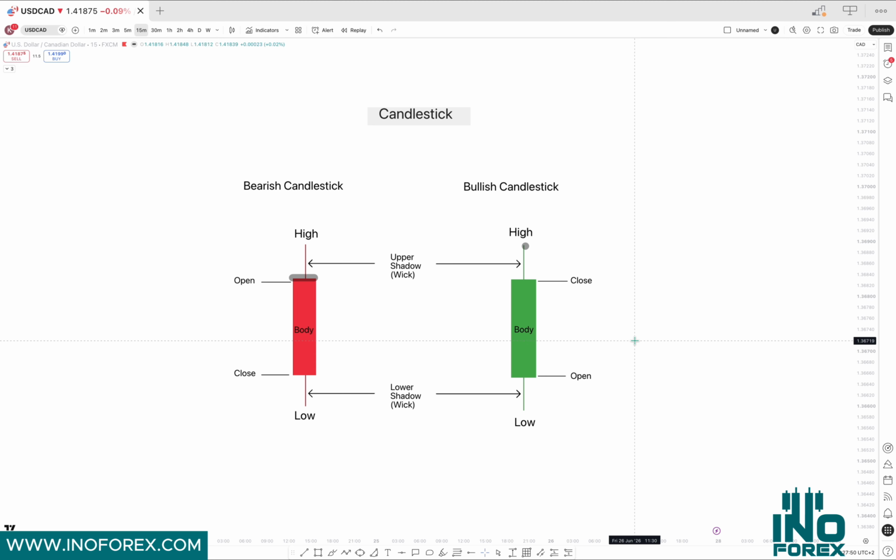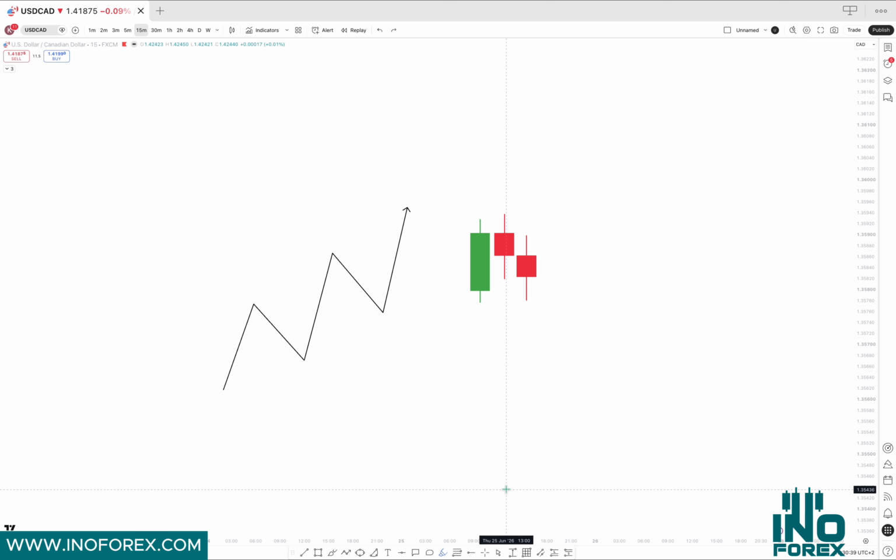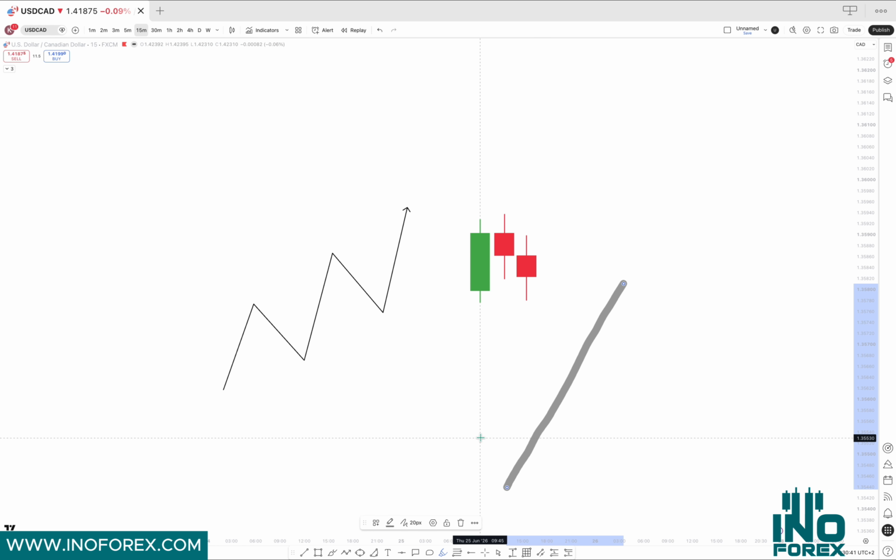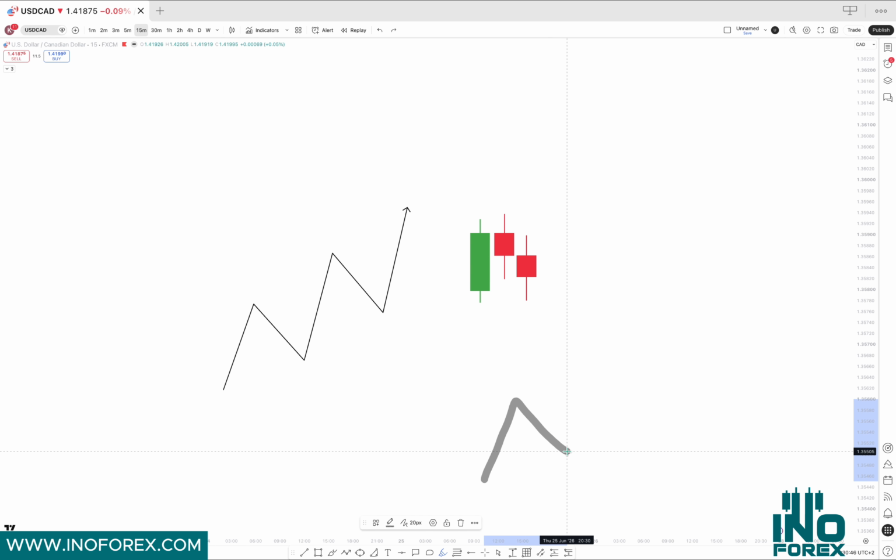The next thing I'm going to show you is how a candlestick creates a pullback, and how you can identify a valid pullback in the market. Many traders make mistakes when they mark pullbacks. So let's go together and I'll show you how a candlestick creates the pullback. As you know, the market is not moving in a straight line like this. The market moves in waves like this. The market pushes up and then creates a pullback.